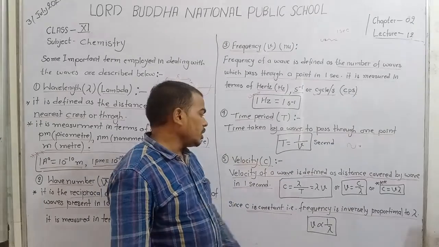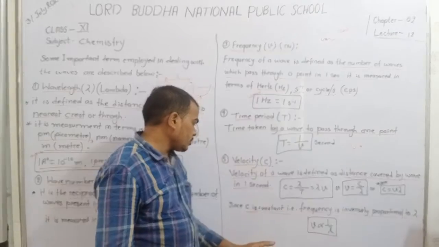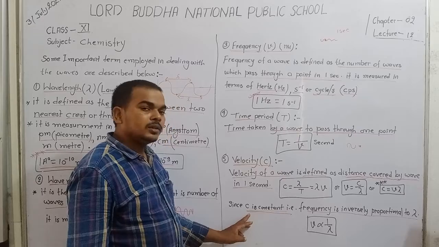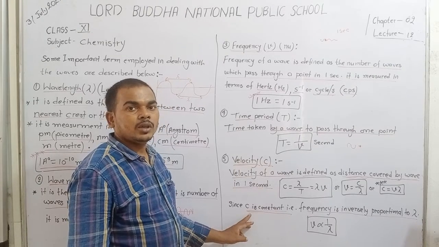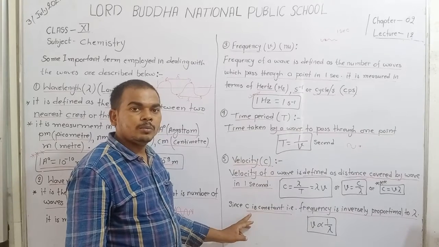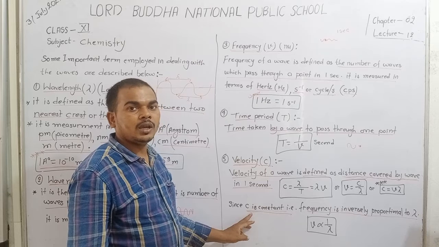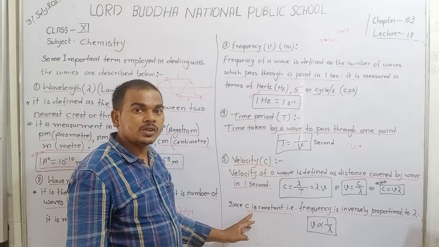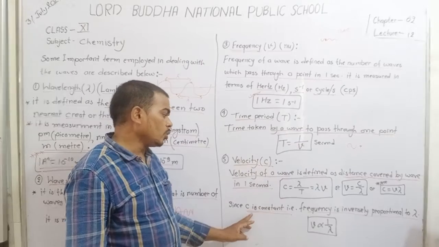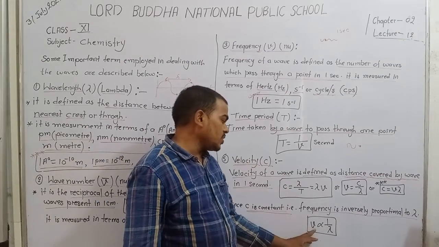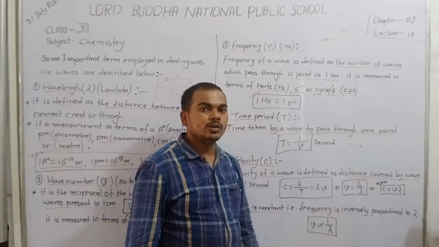Dear student, here you observe nu is equal to c upon lambda, and you know that c is the velocity. As also studied in the previous lecture, c is a constant because all waves in space travel with the constant speed of light, that is 3.0 into 10 raised to the power 8 meter per second. So we say that frequency is inversely proportional to lambda because here c is constant.